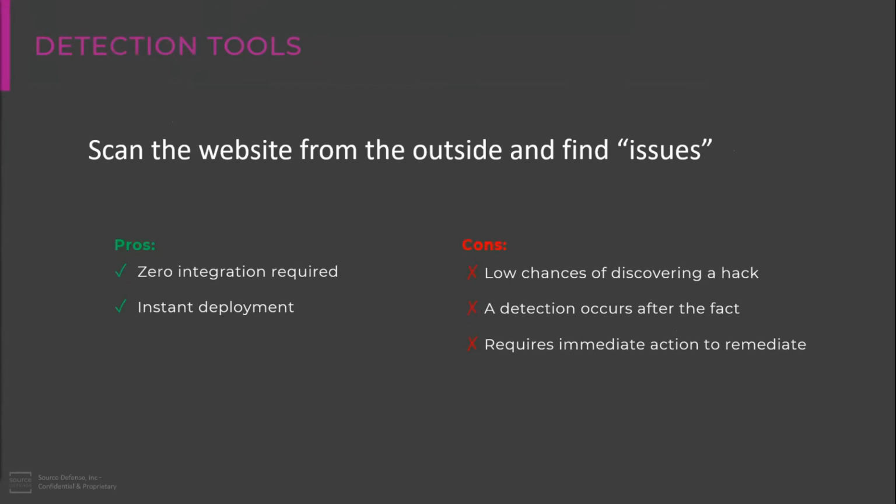Detection tools scan the website from the outside and find issues, very similar to that threat report we showed earlier. Some of the benefits are there's no integration required, and there's instant deployment because it's basically telling a crawler or a bot to go to a site, scan it, and report back with information. Unfortunately, it has a low chance of discovering a hack. And as with all detection tools, detections occur after the fact, after an attack has already been successful. Because of that, it requires immediate action to remediate. Once you find that there is an attack that is actively happening, you do need to remediate and act on that immediately.